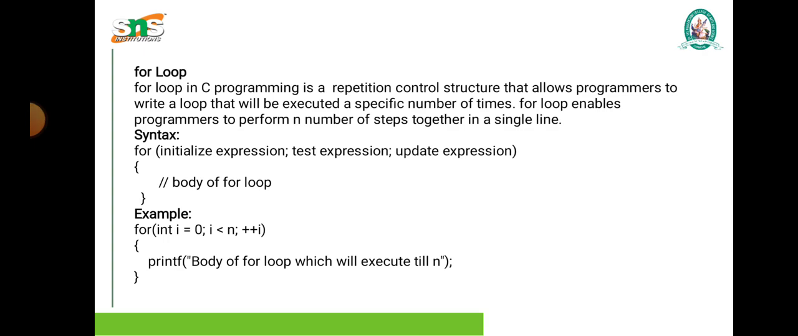First we have to initialize the expression, then under the test condition we test the expression. Next we update the expression. Inside the braces, the body of the loop will be executed. Here is another example for the for loop, where we initialize the variable i of integer data type with the value 0, and we specify the condition that the variable should be less than n. The variable is incremented by 1 using the increment operator, plus plus. After checking this, the body of the loop will be executed.